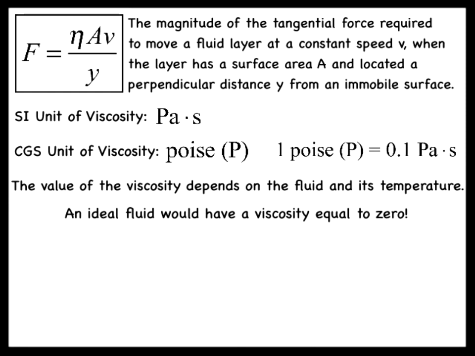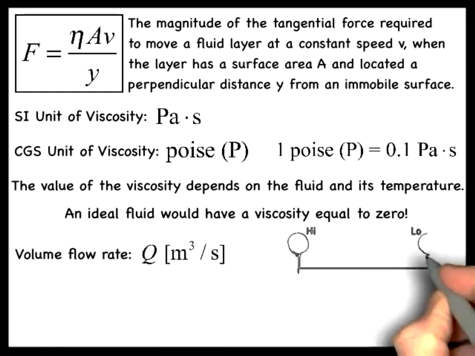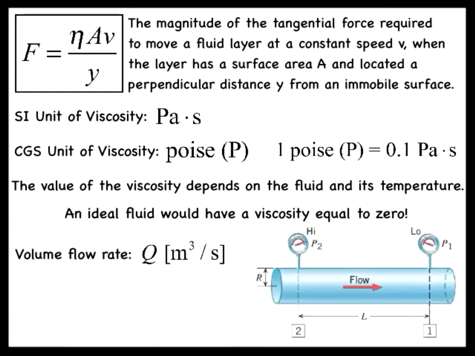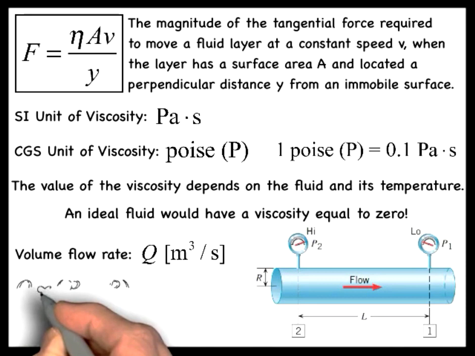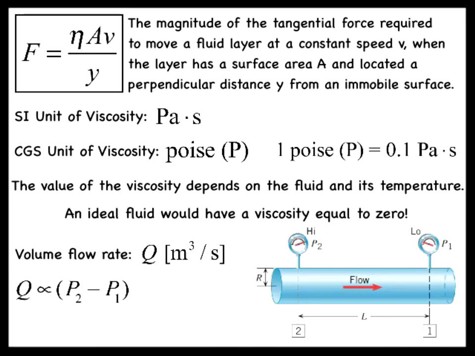Viscous flow occurs in many situations, such as oil moving in a pipeline, or water being forced through the needle of a hypodermic syringe. The following figure identifies the factors that determine the volume flow rate Q, in meters cubed per second, of the fluid. First, in order for the fluid to flow in the pipe, a pressure difference must be maintained between any two locations along the pipe. In fact, Q is proportional to P2 minus P1. Thus, a greater difference in pressure creates a greater flow rate.